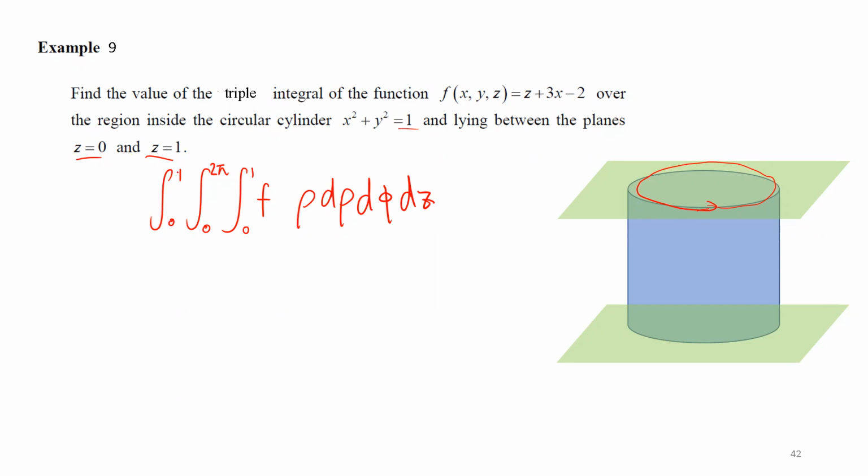Of course, if you want to do this integral, this function f in this question is given in Cartesian coordinates, so you need to convert that also. But that is easy. First of all, z is just z. And x is rho cosine phi.